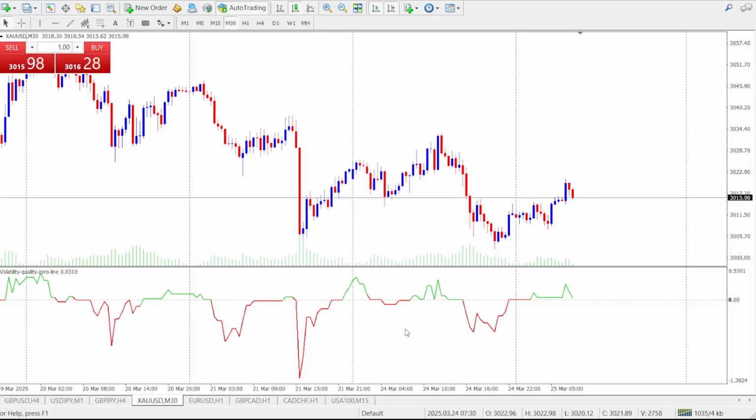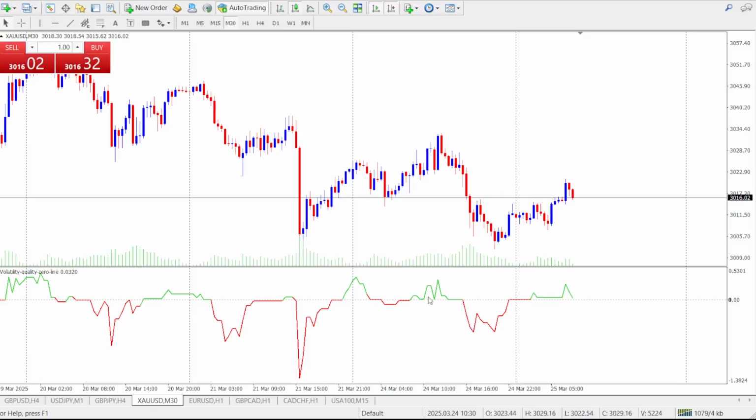Then, with respect to volatility measurement, the indicator shows how strong market movements are by tracking the distance from the zero line. You can see the zero line right here. Super easy, right? Now you can see that the indicator changes colors to reflect price direction.